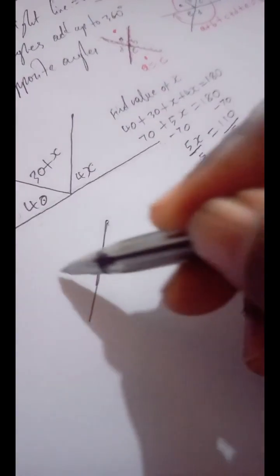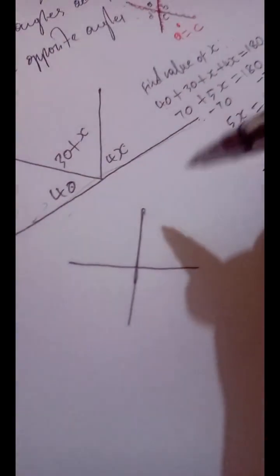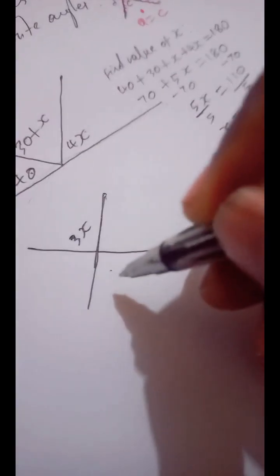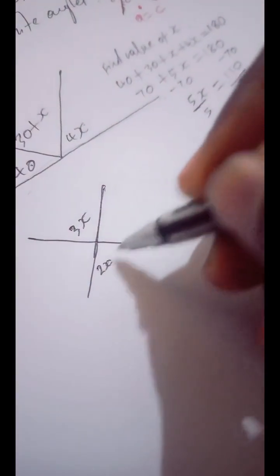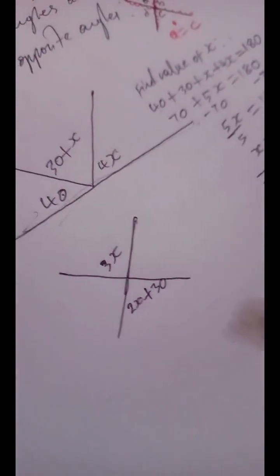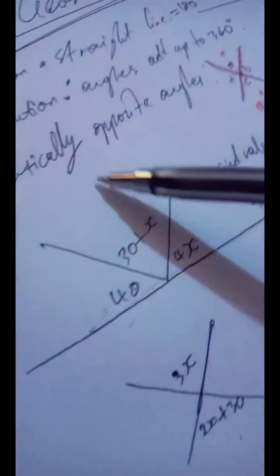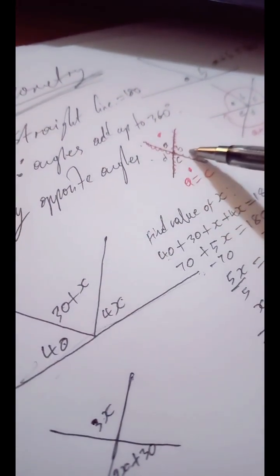You are given vertically opposite angles and you are told this is 3x, this is, let's say, 2x plus 30, like this. So what does this mean? Remember, vertically opposite angles are equal, right? Which means also D is equal to B.